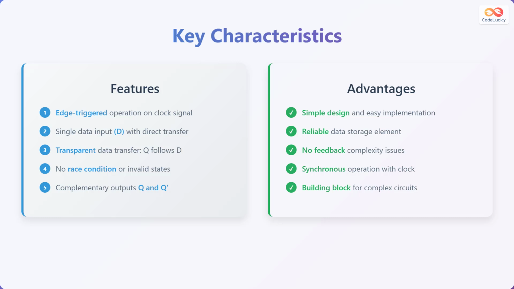The D flip-flop has several key features. First, it is edge-triggered, meaning that the output changes only at the rising or falling edge of the clock signal. Second, it has a single data input, D, which is directly transferred to the output. Third, it offers transparent data transfer, where the output Q follows the input D when the clock is active. Fourth, it does not have any race conditions or invalid states, ensuring reliable operation. Fifth, it provides complementary outputs Q and Q prime.